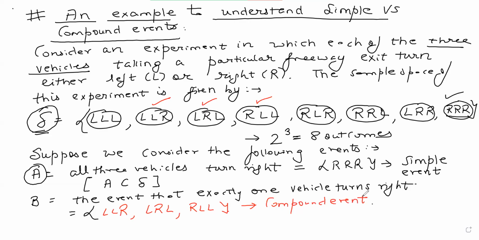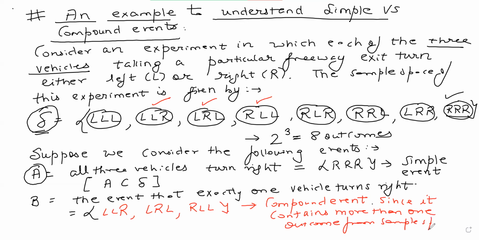It's a compound event. Why? Since it contains more than one outcome from the sample space. And all students can carefully observe that the event B is also a subset of the sample space, which means whatever elements are there in B are also there in the sample space. I hope all students attending this lecture have understood this.